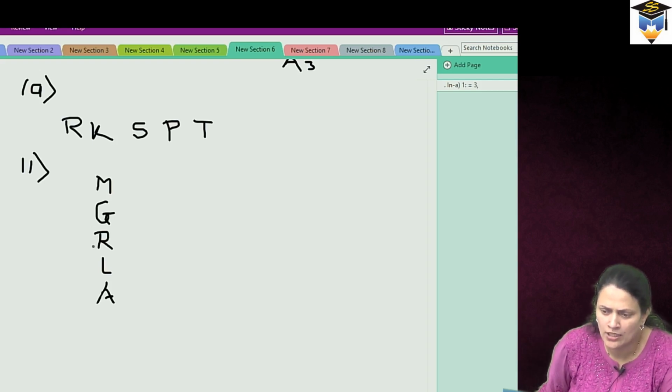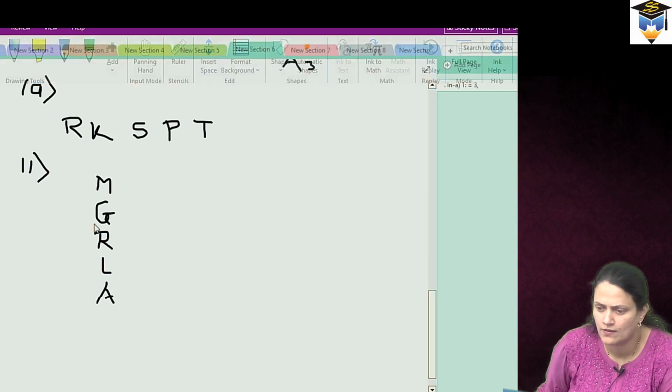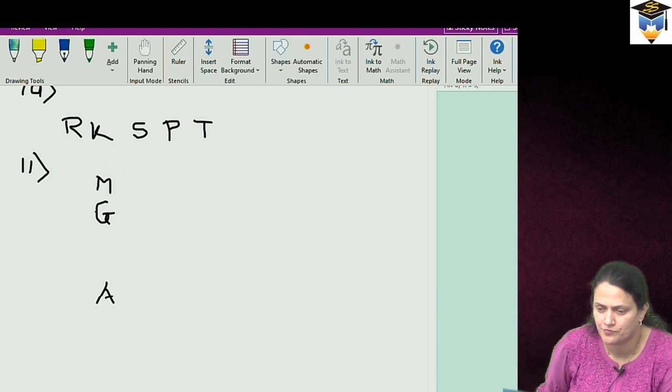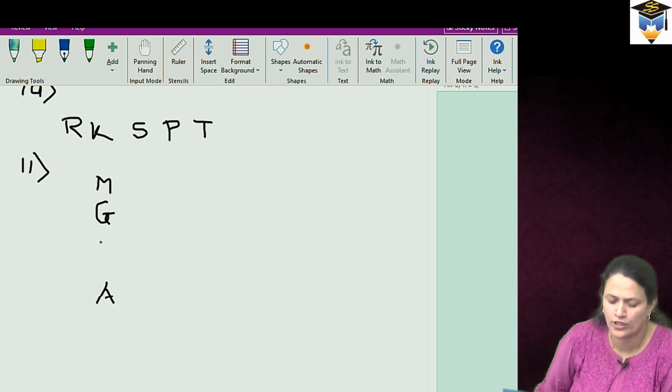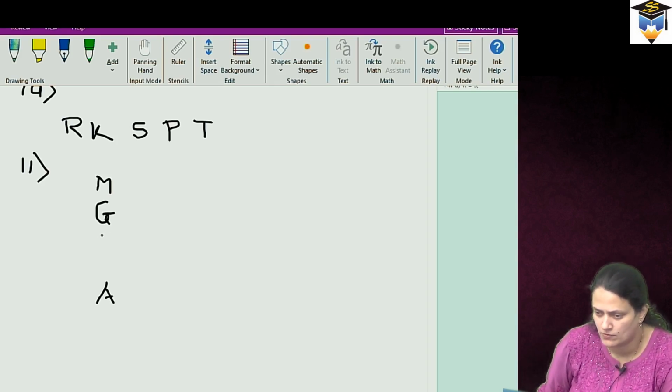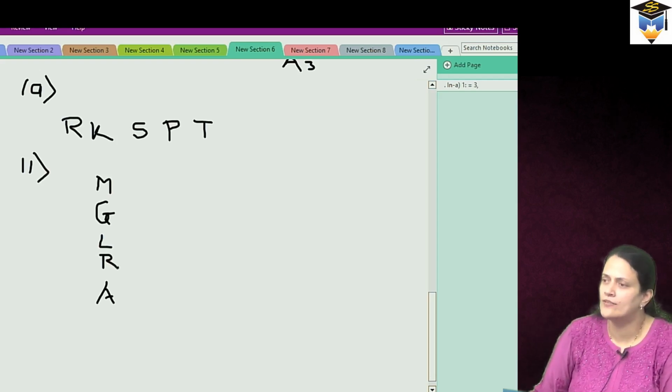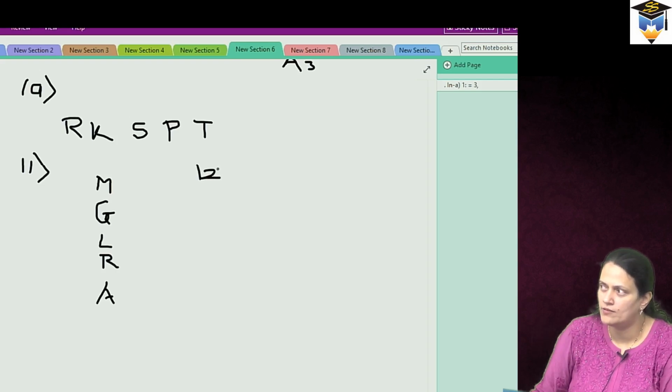Below Lokesh, so here it should be L and then R, is it? Ashokan lives in a flat below Gaurav and Rakesh lives in a flat below Lokesh. This is L and this is R. Mohan lives in the topmost floor. Correct? Now the 12th one.